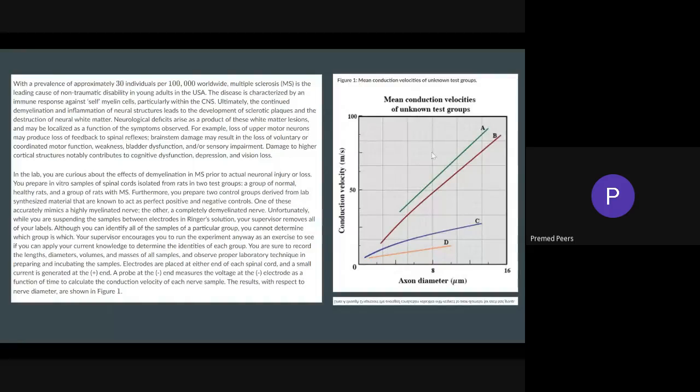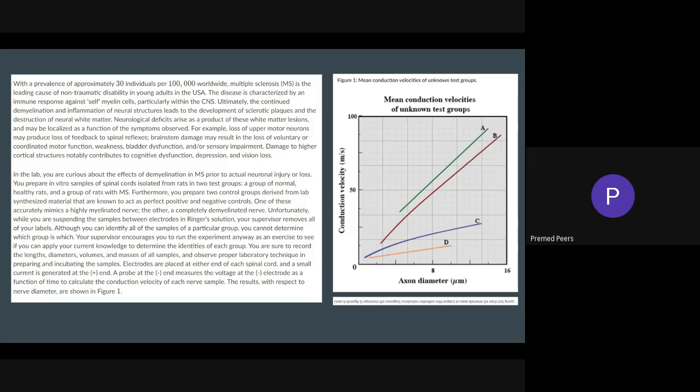Yeah, so as I mentioned, first you want to make sure that you identify which lines here are your positive and your negative controls. That's because you know that your positive and negative controls are going to be the ones that are most extreme. And so from there you can figure out, okay, either B or C, because you have two experimental groups. One of them is going to be your experimental group of rats that actually have multiple sclerosis. So you have to look at the experiment description and the data that might be given to you and decide, is my experimental group going to be more similar to my positive control or my negative control?